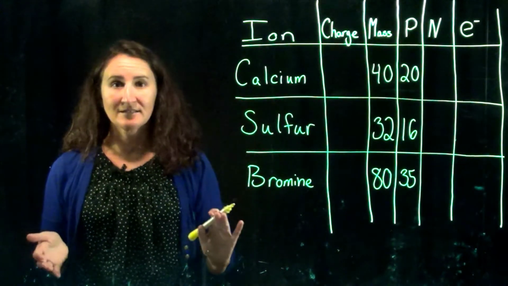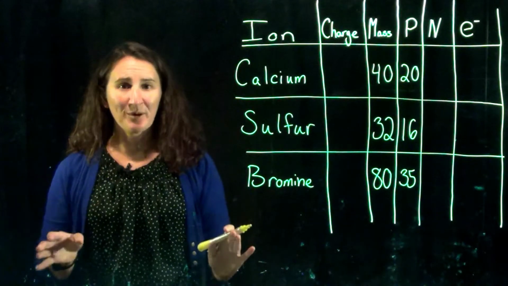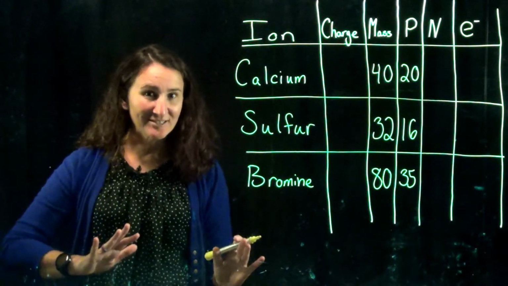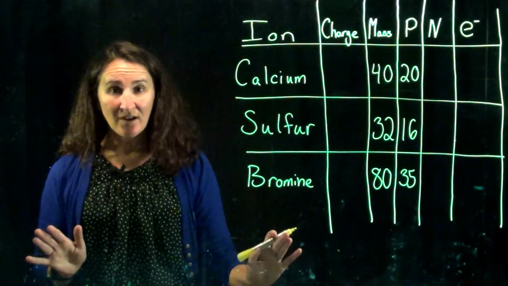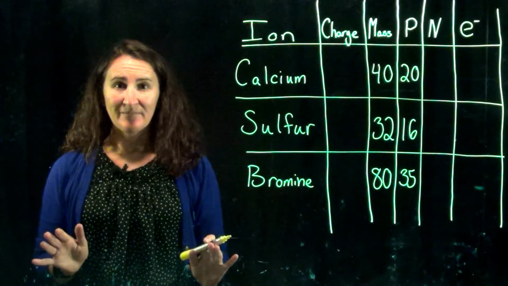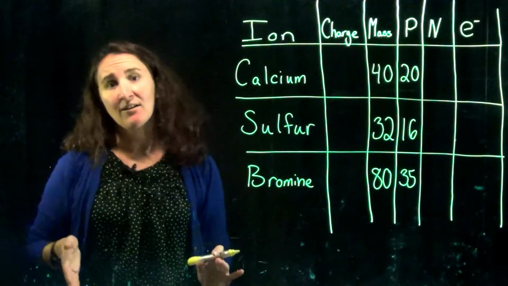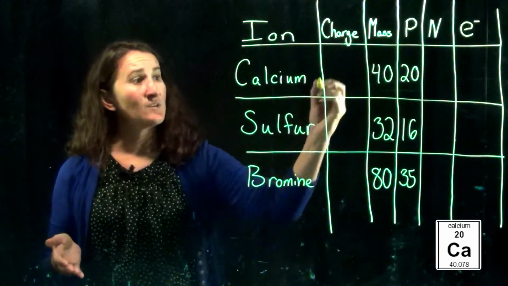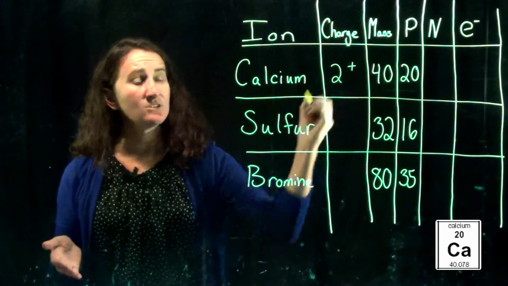So let's start out with calcium. If you haven't done so already, pull out that periodic table. You are going to need it to practice. I do recommend stopping the video if you need to, working these on your own, and then seeing how you did. So calcium, let's start out with calcium. Find calcium. It's in that second column on your periodic table. So since it's in the second column, it's going to have a +2 charge.